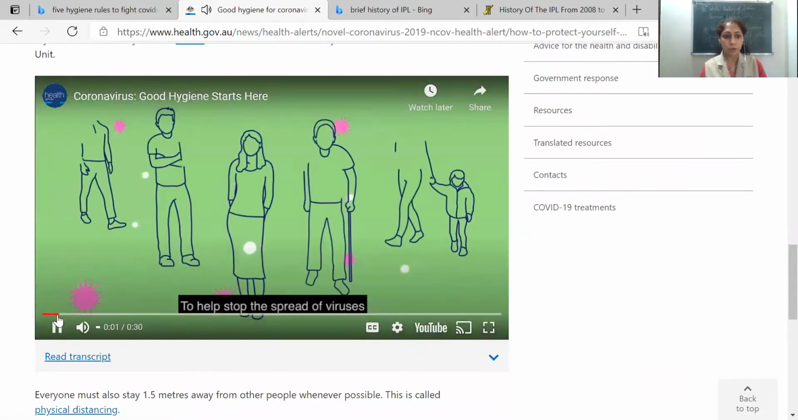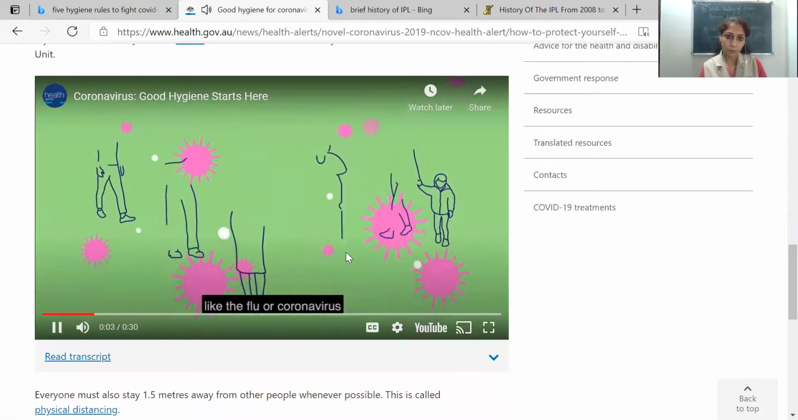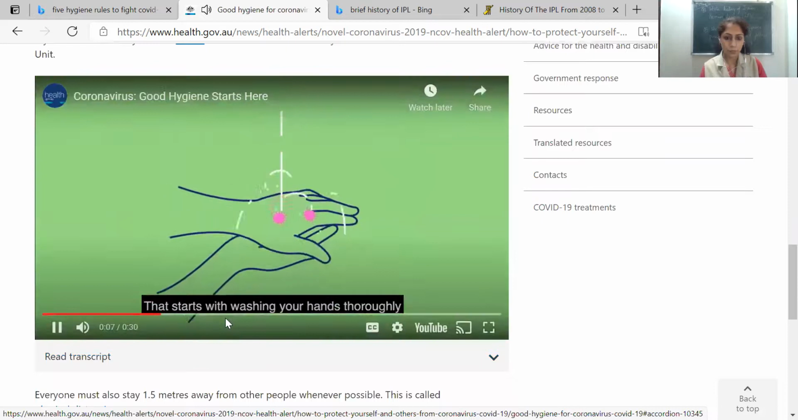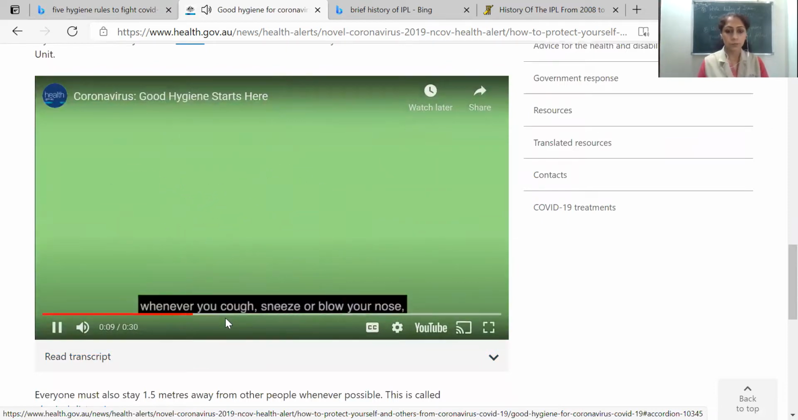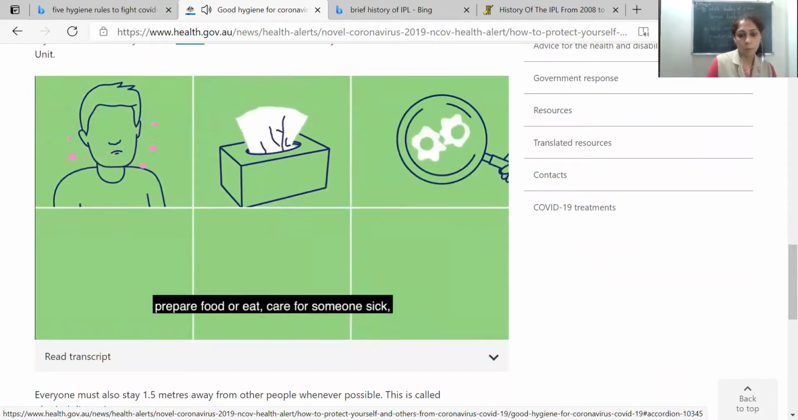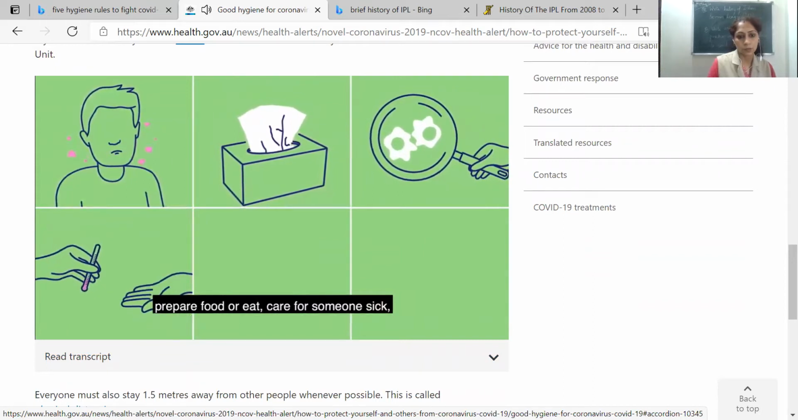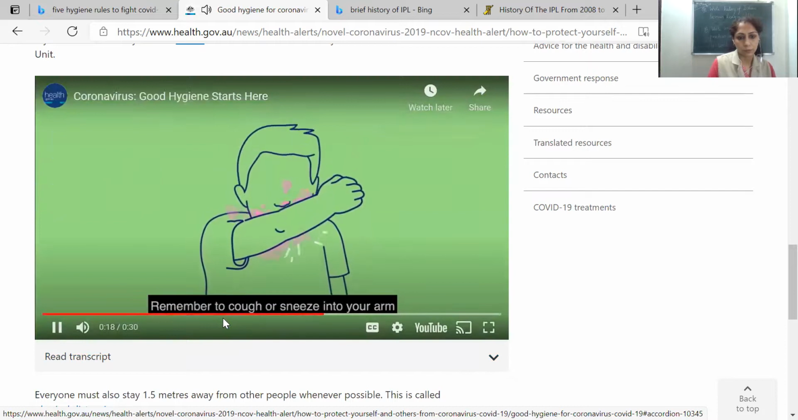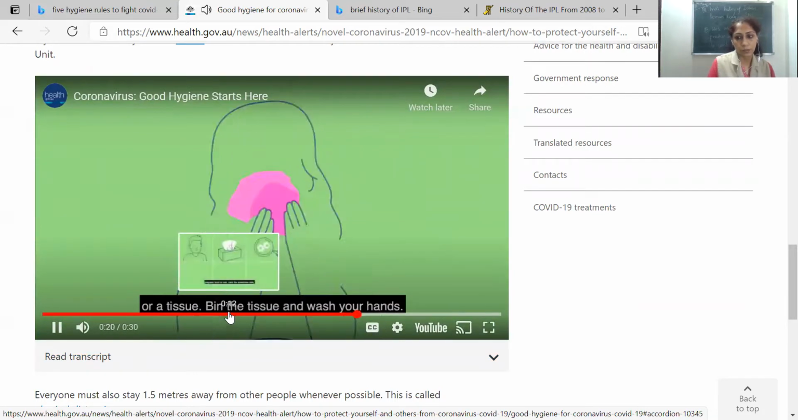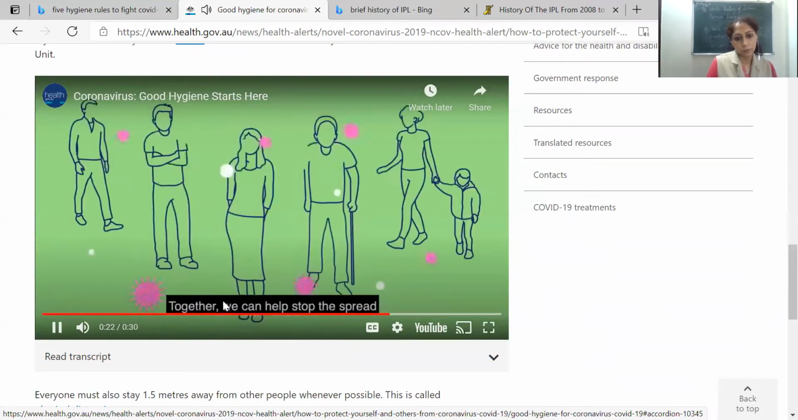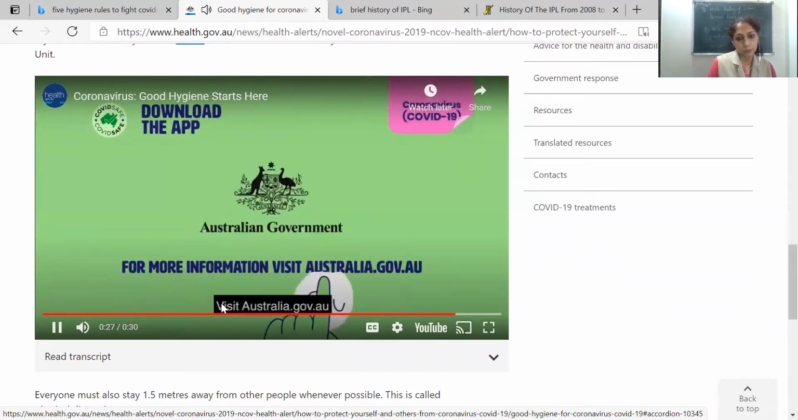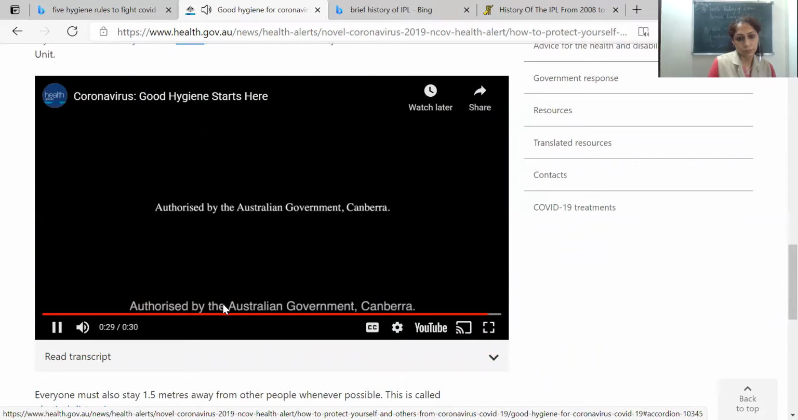To help stop the spread of viruses like the flu or coronavirus, good hygiene is essential. That starts with washing your hands thoroughly with soap and water. Whenever you cough, sneeze or blow your nose, prepare food or eat, care for someone sick, touch your face or use the toilet. Remember to cough or sneeze into your arm or a tissue. Bin the tissue and wash your hands. Together we can help stop the spread and stay healthy. Visit australia.gov.au, authorised by the Australian Government, Canberra.